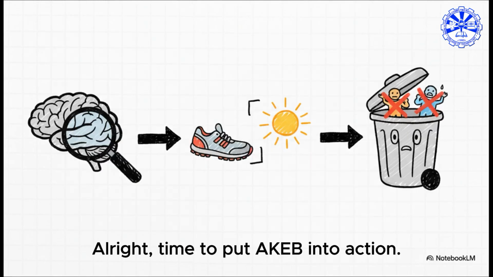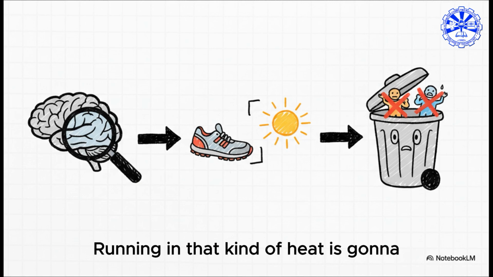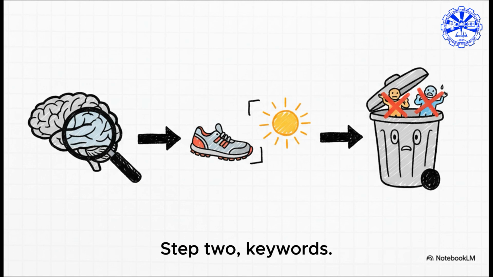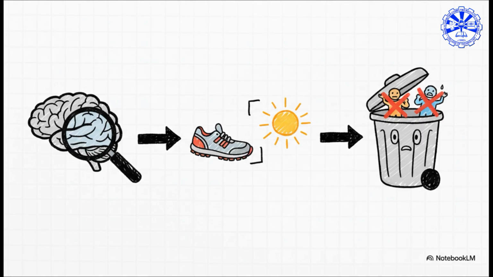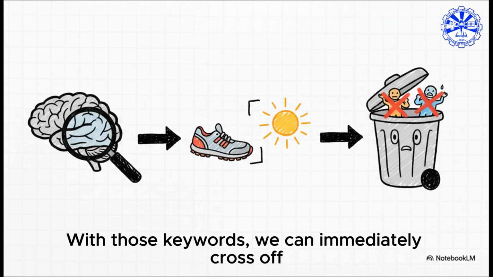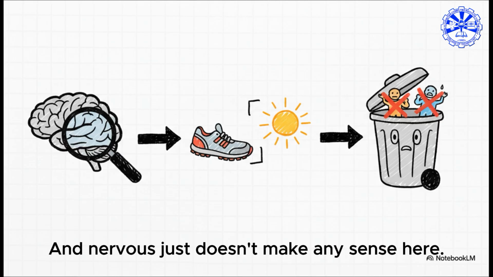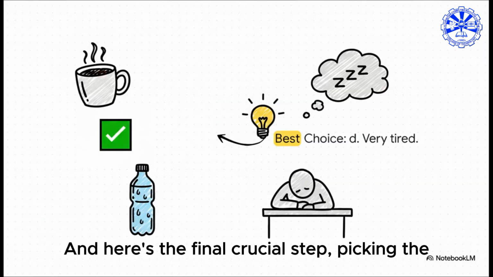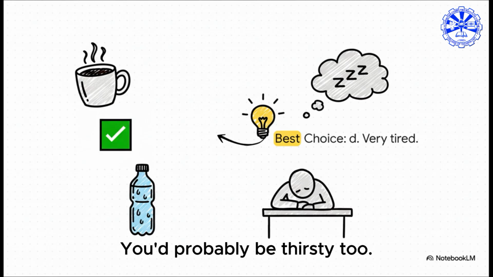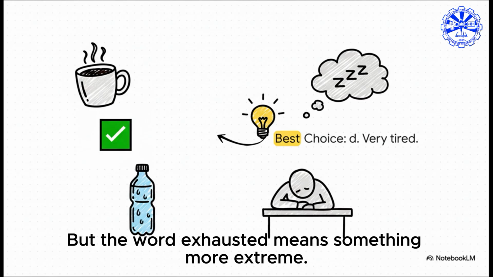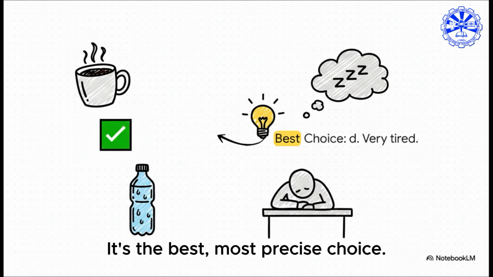All right, time to put AKEB into action. Step 1, analyze. Common sense, right? Running in that kind of heat is going to make you super tired. Step 2, keywords. The big clues here are running a marathon and very hot sun. Now for step 3, eliminate. With those keywords, we can immediately cross off energized, that's the total opposite, and nervous just doesn't make any sense here. And here's the final crucial step, picking the best answer. Sure, you'd be tired, you'd probably be thirsty too, but the word exhausted means something more extreme. So, very tired isn't just a good answer, it's the best, most precise choice.